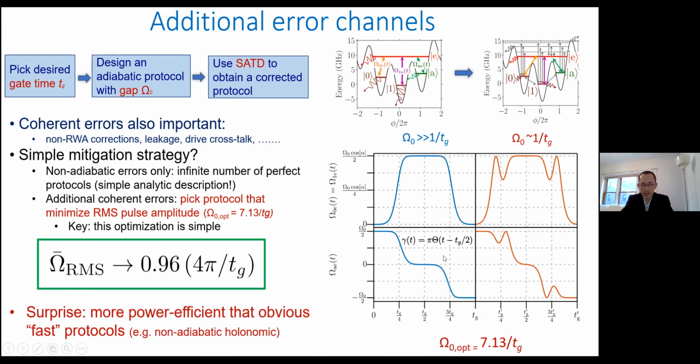So if you optimize it, you will end up with this value of omega naught that gives you the minimum driving power. So the upshot here is that using this optimal power efficient protocol, basically we can minimize the current error. And our optimized power efficient protocol actually has a speed which is close to the quantum speed limit, which is very nice.